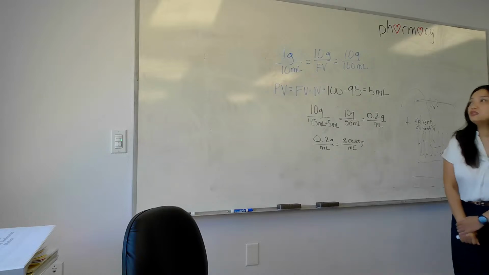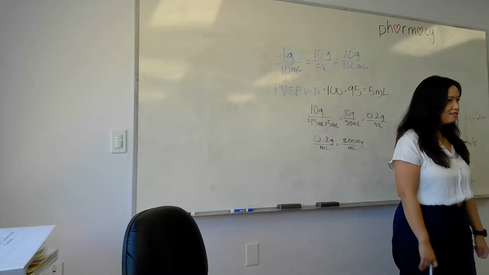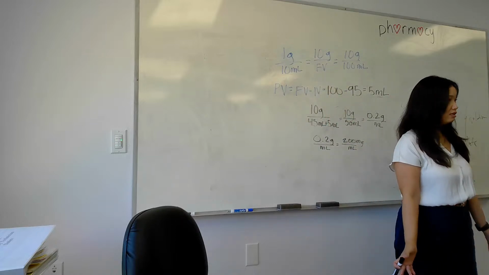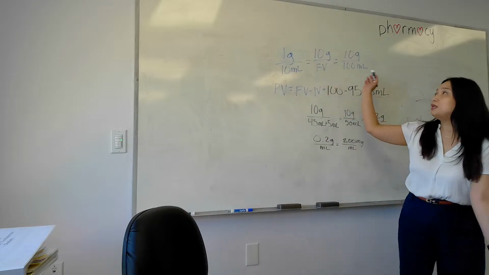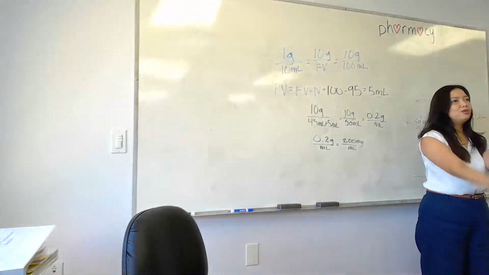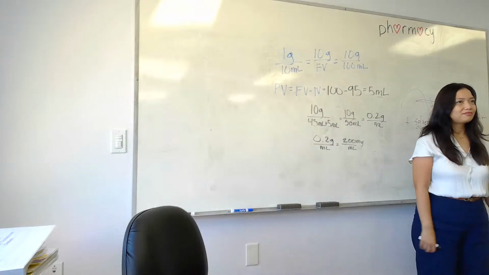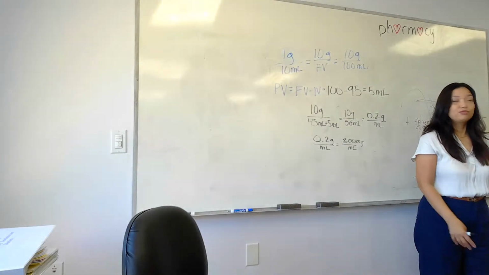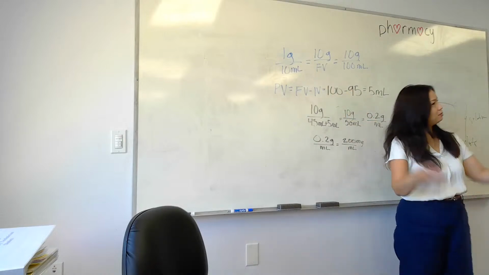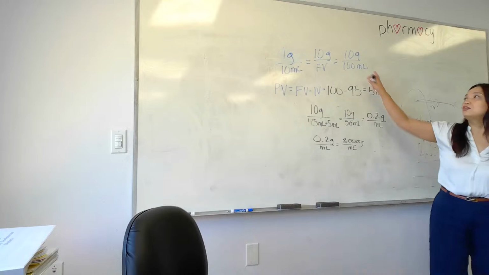You start off with, if 1 gram is 10 ml, 10 grams is what? Proportion. It's like quantity to be dispensed, the quiz that you just did. That's how you start. If 1 gram is 10 ml, 10 grams is what? Isn't that quantity to be dispensed? 100 ml.